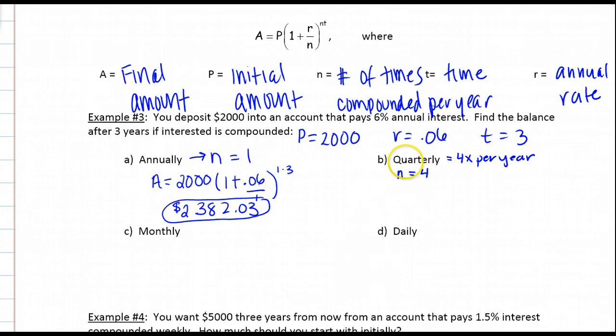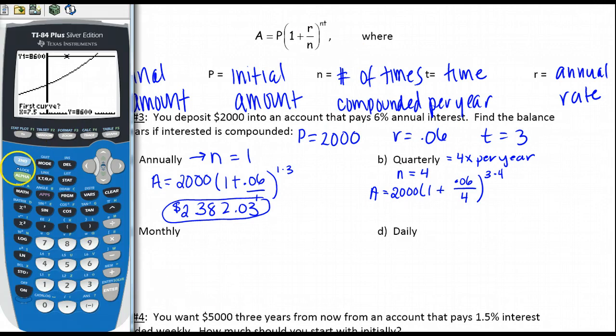So I've got A equals, well, we know P is 2,000 times 1 plus R, which was 0.06, and this time N is 4, so I'm going to divide by 4. T was 3, but now I have to multiply by 4 again because it is NT. And then you just type that in your calculator.